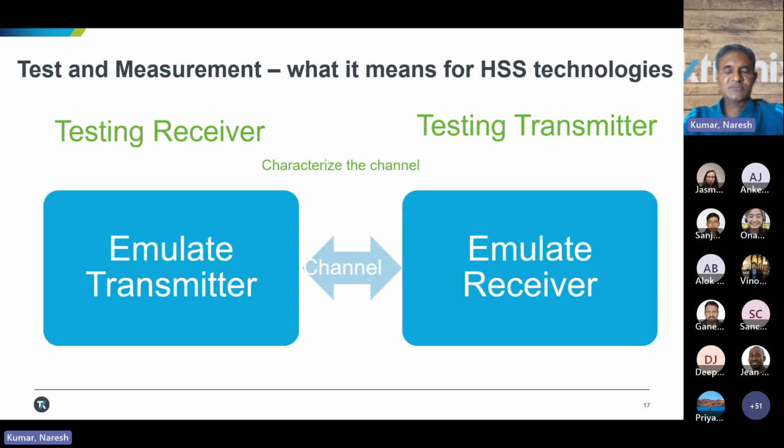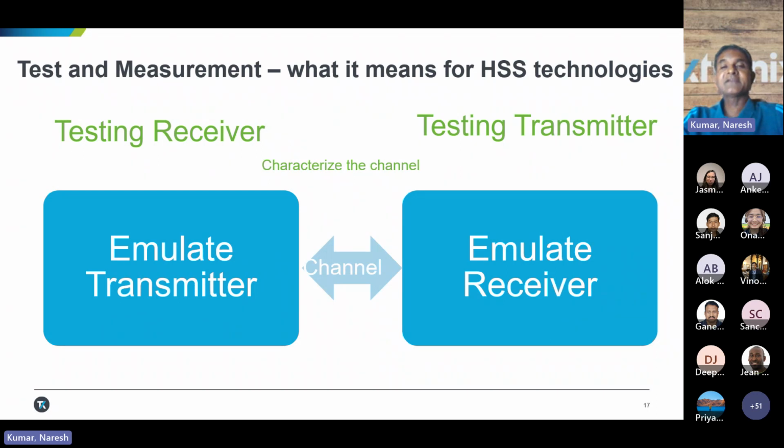Now, how do the test and measurements get involved in this phase? If you want to test a receiver, we'll have to emulate a transmitter so that you can do your receiver test, being fully aware that the transmitter is a golden transmitter. It can transmit the signals which are required as per the standard so that the receiver can be validated. Right?